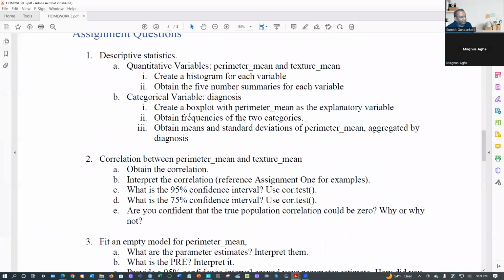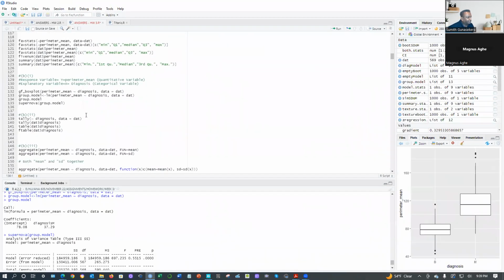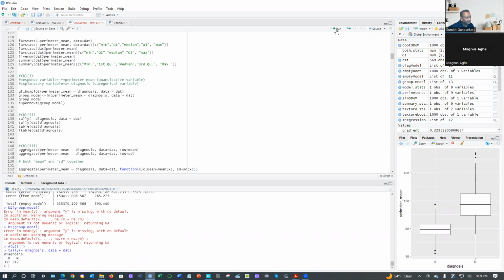We can relate to this one. Create a box plot. Frequency of the two categories. Okay, two categories. It's easy. We know how to get that one. Okay, tally, or you use the table or F table, anything. See, tally with the diagnosis. Okay, benign how many? 357. We know that one. Number of patients in benign is 357.